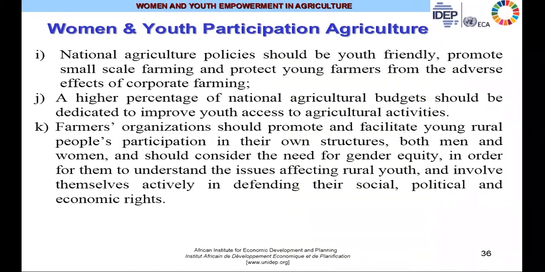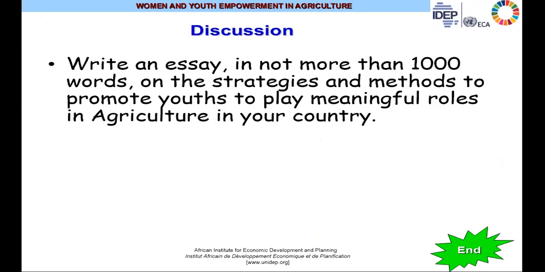Overall, farmers' organizations should promote and facilitate young rural people's participation in their own structures, both men and women, and should consider the need for gender equity in order for them to understand the issues affecting rural youth and involve themselves actively in defending their social, political, and economic rights. Men, women, boys, and girls play an important role in Africa's agriculture. Therefore, Africa's policymakers must mainstream gender, must mainstream youth in policy making, in programs and projects.